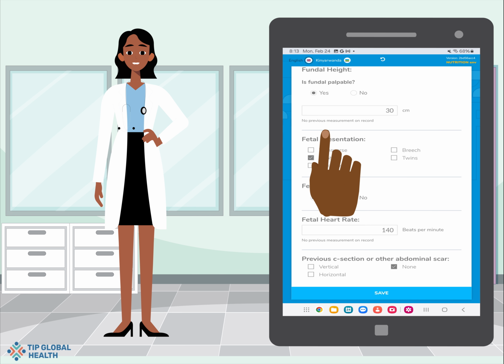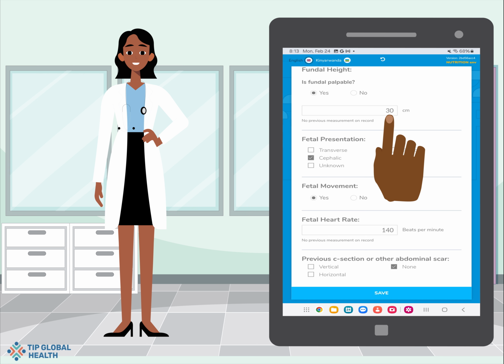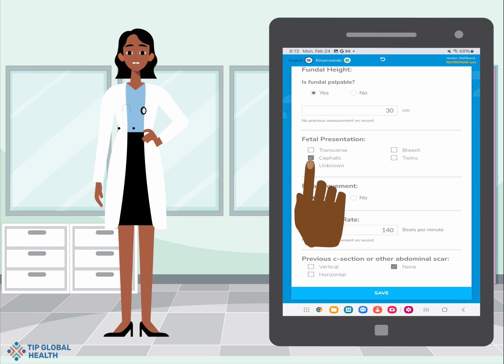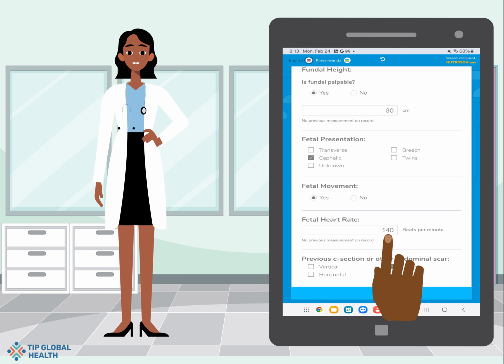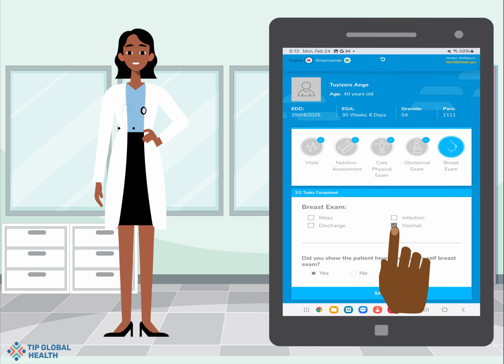The fundus is palpable, so we hit yes. Her fundal height is 30 centimeters. This is measured from the pubis bone to the top of the uterus and is usually the same as the EGA. Her fetal position is head down, so cephalic, and there is fetal movement. Her fetal heart rate is 140 beats per minute, and there's no previous C-section scar. Her breast exam shows normal, and yes, I showed Ange how to perform a self-breast exam.